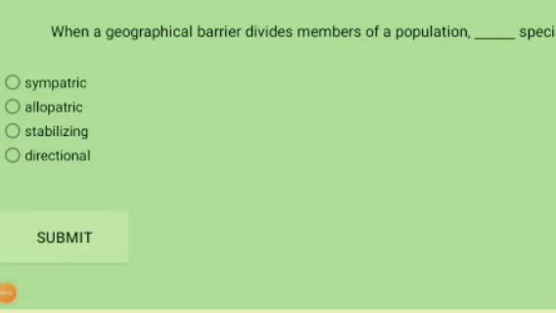When a geographical barrier divides members of a population, dash speciation may occur. Option A, sympatric, option B, allopatric, option C, stabilizing, option D, directional. So when a geographical barrier divides members of a population, it's allopatric speciation.